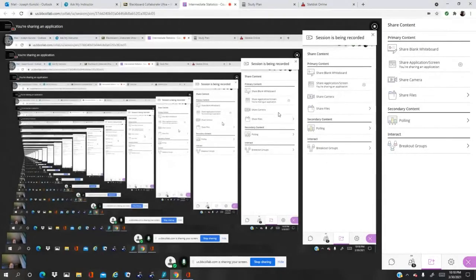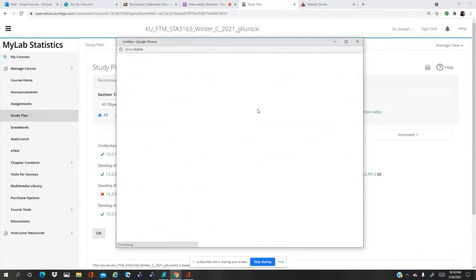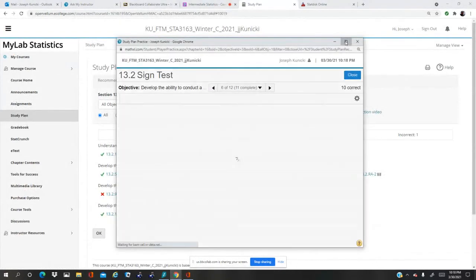Problem 13.2.11T. This will be the sign test.